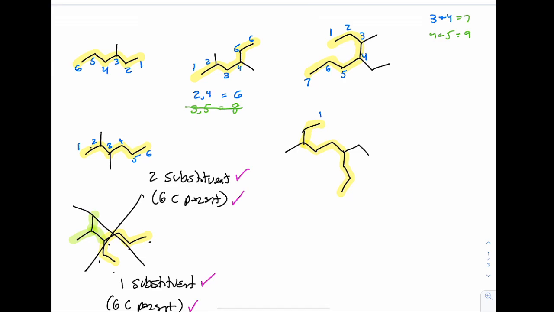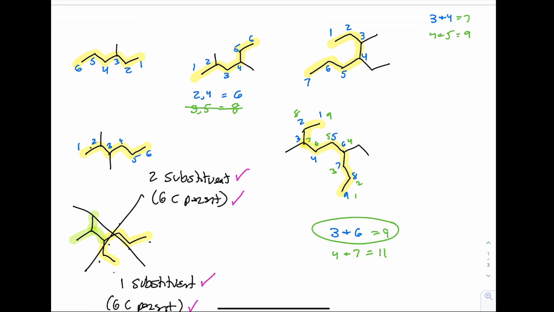My last one, we're going to go this way. 1, 2, 3, 4, 5, 6, 7, 8, 9. So I have a branch on carbon 3 and I have a branch on carbon 6. If we would have gone the other way, 1, 2, 3, 4, 5, 6, 7, 8, 9, I have a branch on carbon 4 and on carbon 7. That's 11. This is 9.